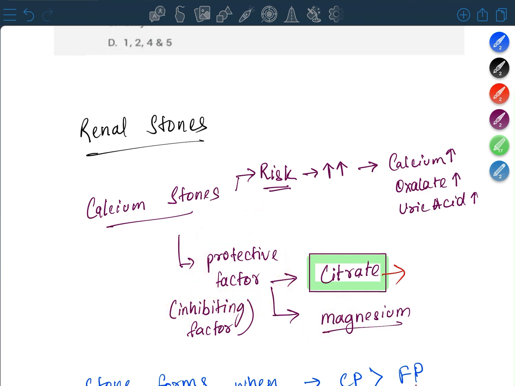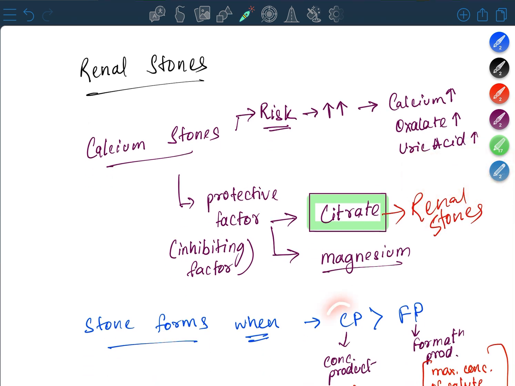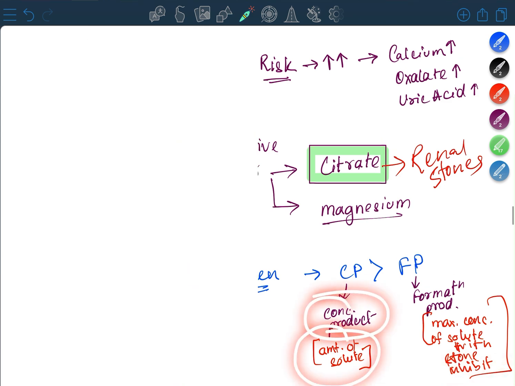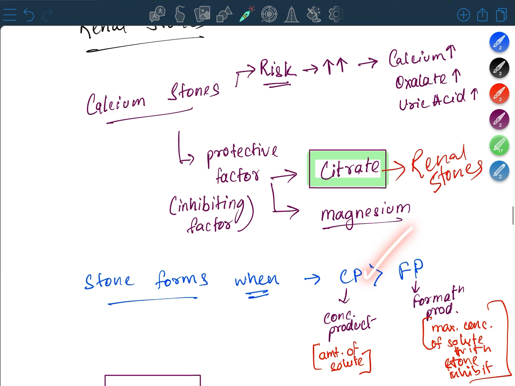This is for all renal stones. This is very important. Citrate acts as an inhibiting factor, means it will not promote, it will demote. And when are stones formed? When CP is more than FP. CP means concentration product is more than formation product. Formation product means maximum concentration of solute taking into consideration the stone inhibiting factors. And concentration product is the amount of solute in the solution. When CP exceeds FP, meaning the concentration of solute is much more, then only stones will form.